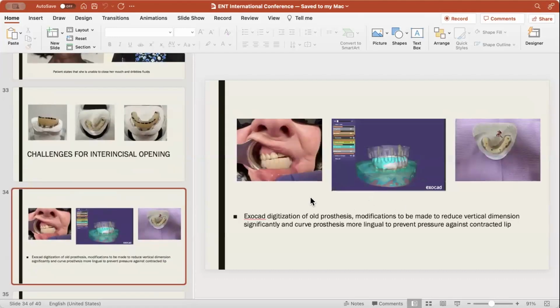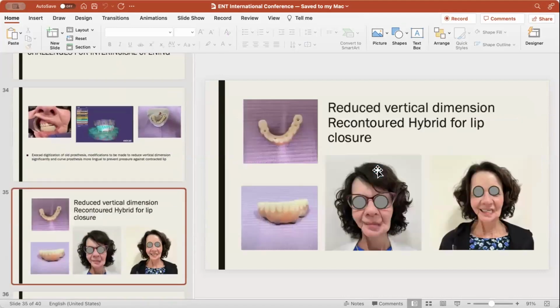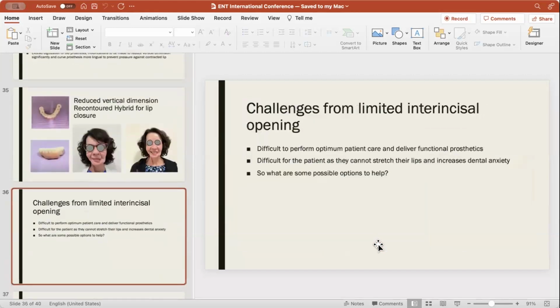And this has all been surgically driven when it was taken back to the lab and digitally transposed so that we could reduce everything and make a smaller prosthesis so that we could get it in and out of her mouth easier and that she would be able to close her lip. And so this is her final new one where you can see that her lip is actually able to close and there is a small little bit of opening, unfortunately, due to that contracted lip and scar tissue on that left side, but she's been able to function much better.